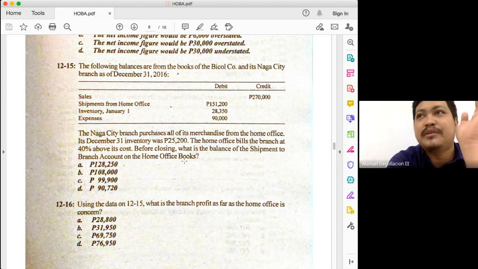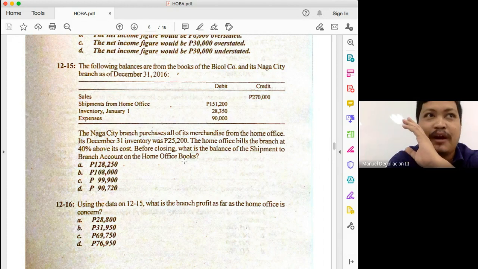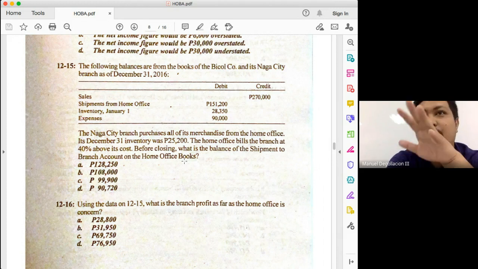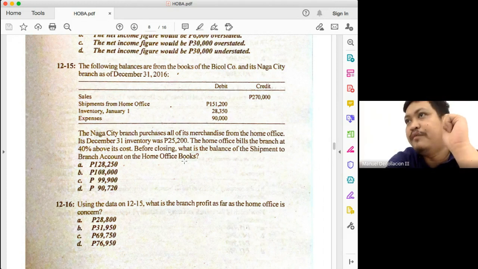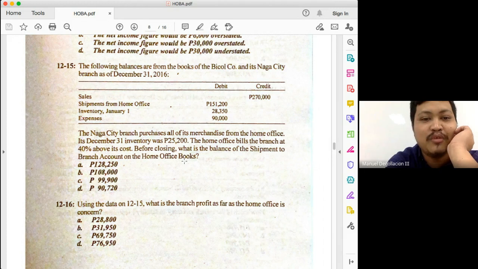Yes. Every time there's a shipment from the Home Office, the Home Office will record shipments to branch while the branch will record shipments from Home Office. Okay, but why will they not be equal, class? Because the shipments to branch is always recorded at the true cost, while the shipments from Home Office is always recorded at the billed price. But can we use the 151,200 to get the shipments to branch? Yes. We just get the true cost of the 151,200.